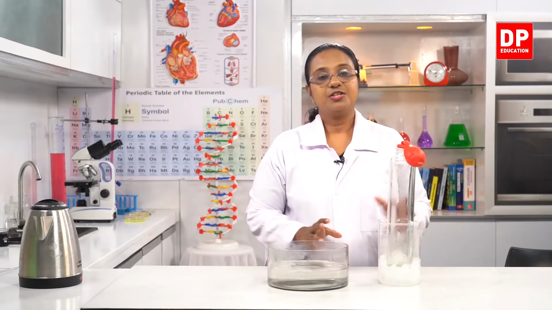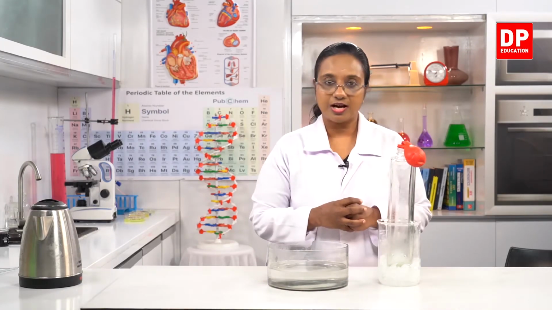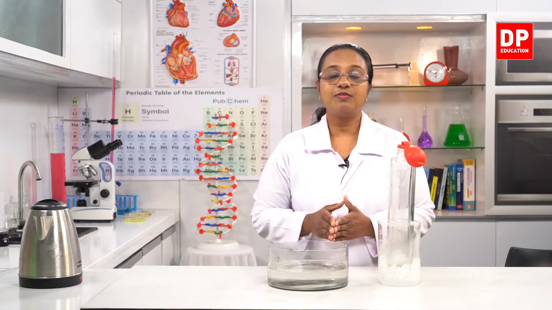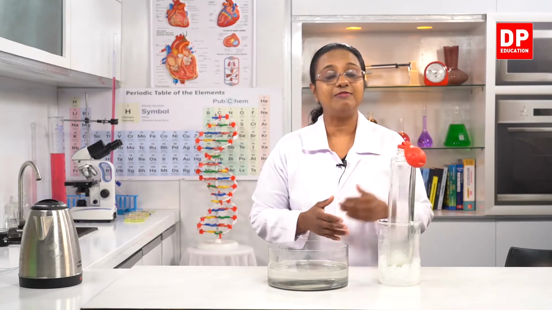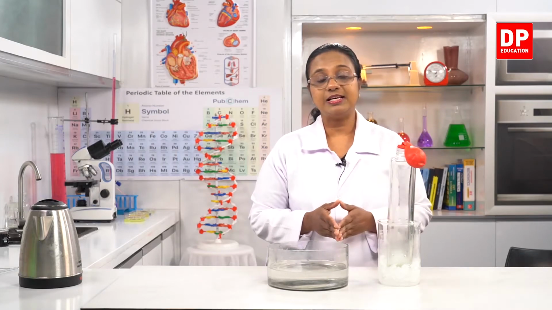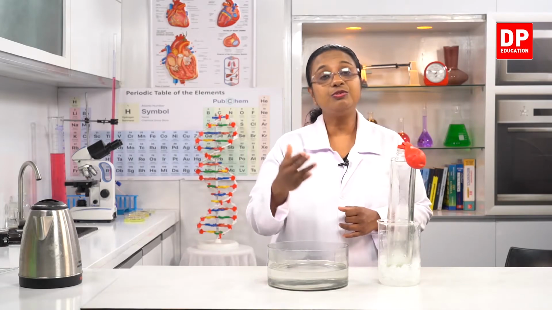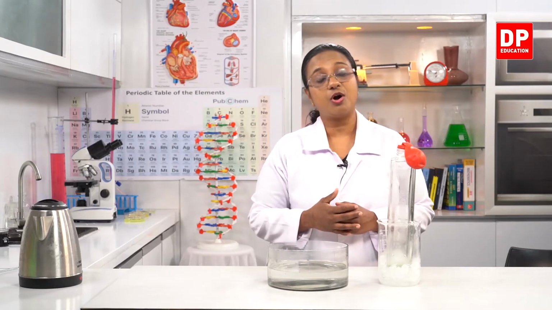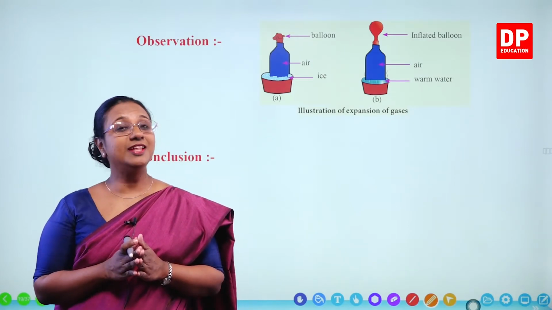So, okay, students. Initially when we placed the bottle inside ice, the balloon was shrunk. After that, when I transferred it into hot water, the bottle was kept inside hot water. Because of that, the air expands, and then you were able to observe the inflation of the balloon. Again, now I have placed it back in ice. You can see the contraction of the balloon. So, from that, you can clearly understand, due to heat, air expands on heating as well as it contracts on cooling.